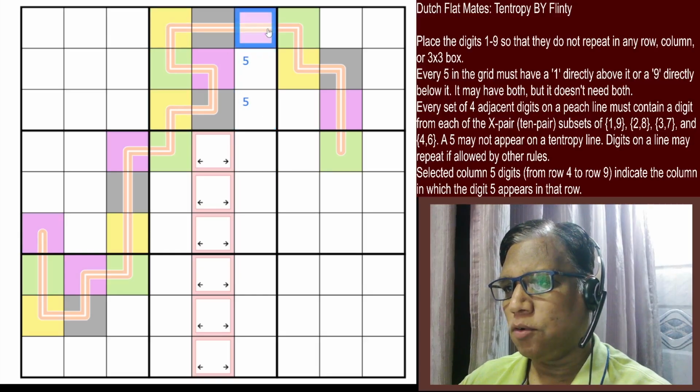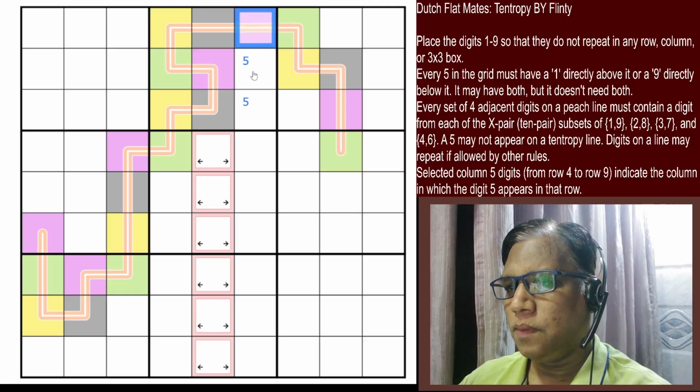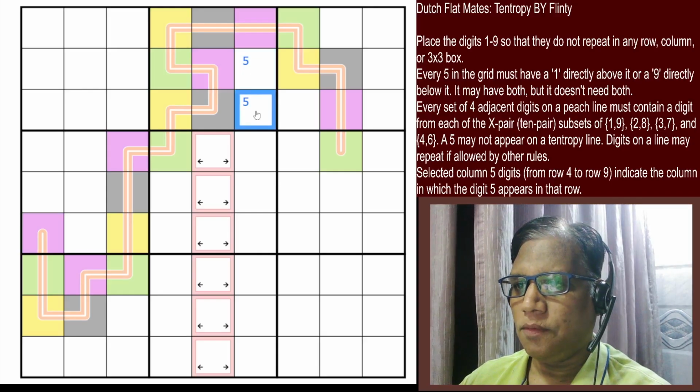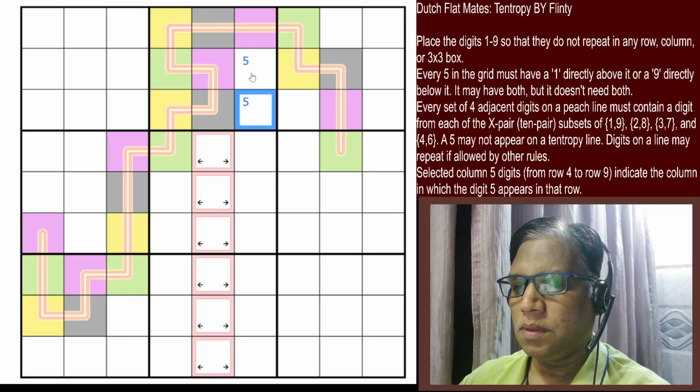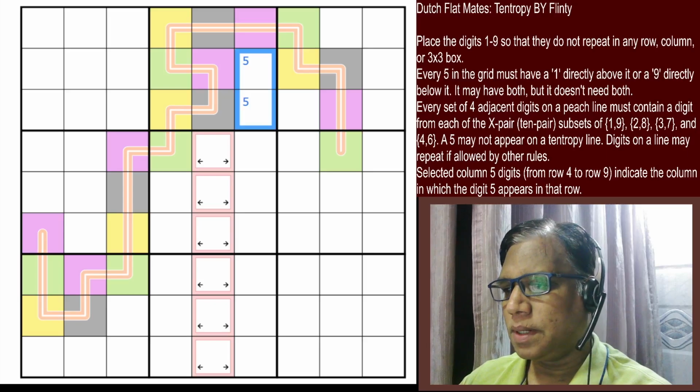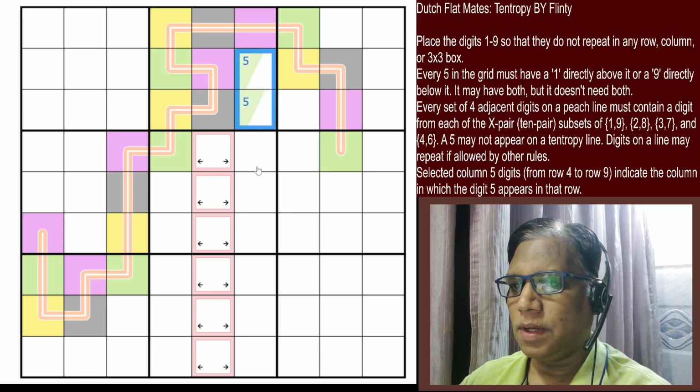If that's 5, that could be 1 9. That could be 1, that could be 5, that could be 9. Or if that's 5, then that could be 1. So green is remaining. So this is 5 and one of the green. Okay.